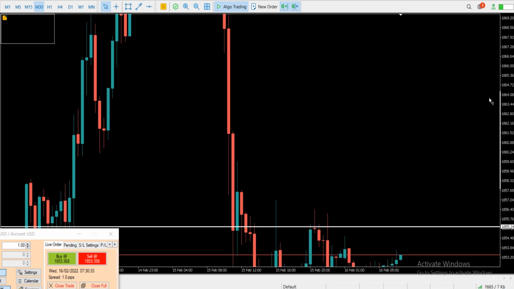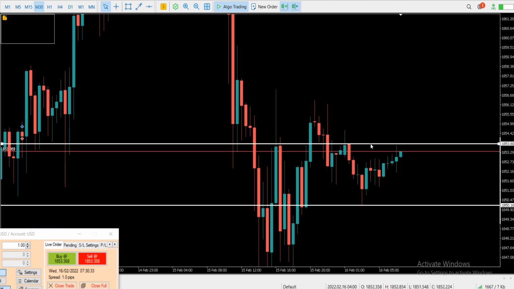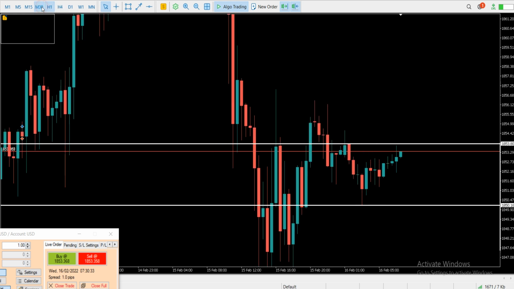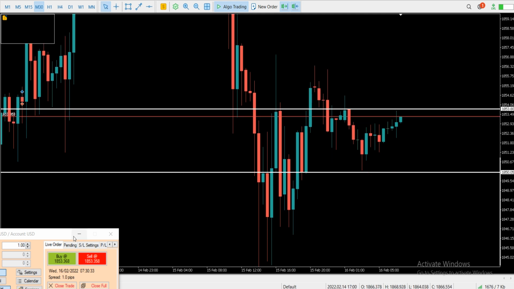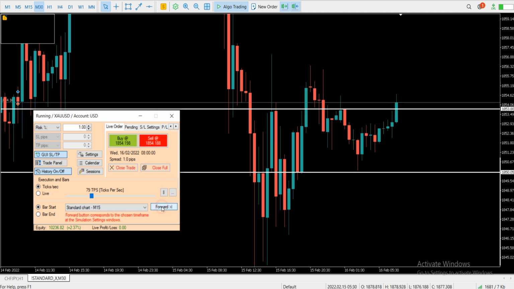Let's mark the ranges. This is some sort of support, looking at the 1 hour, 30-minute. And this is support, that is resistance. Let's just not think much about the higher time frame and wait for the confirmation on the smaller time frame, right?